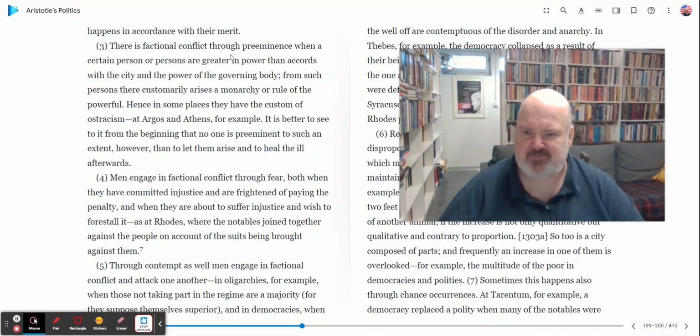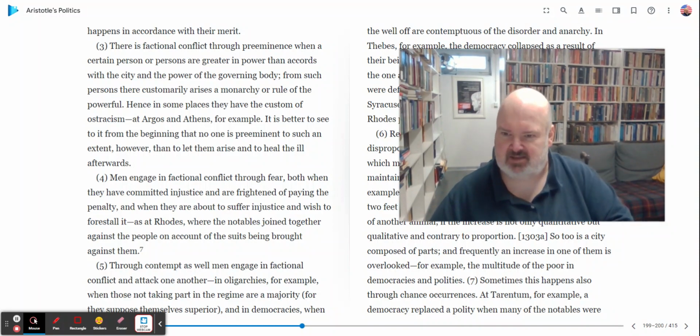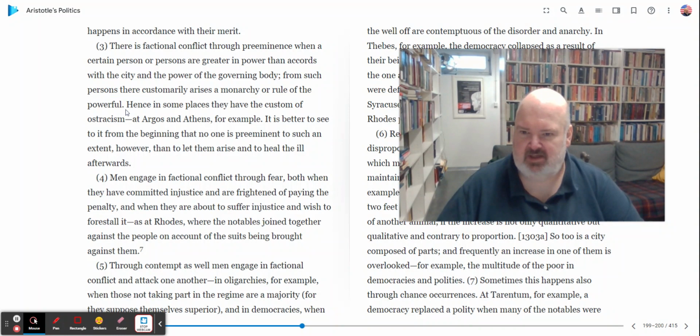Then there's factional conflict through preeminence, when a certain person or persons are greater in power than accords with the city and the power of the governing body, the politeuma, right? From such persons there customarily arise a monarchy, or the rule of the powerful, or dynastic rule. These great people, a monarchy will emerge, or a dynasty. Rule of the powerful means dynastic here, and I left it in the Greek, dynasty. We know what it is, a dynasty.